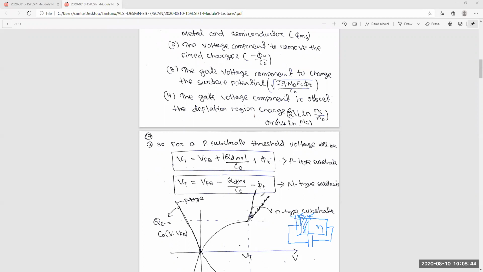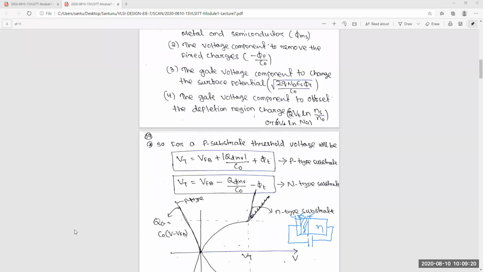So in an n-type substrate, these two voltages, phi ox and psi s, or phi t, are negative. But this part is as usual, because the fixed charge is the same, and the flat band voltage, that phi ms, is also the same, depending upon the metal or semiconductor type. But this means the sign will be changed.